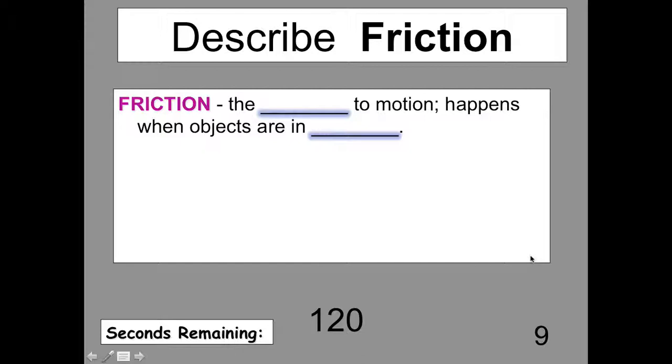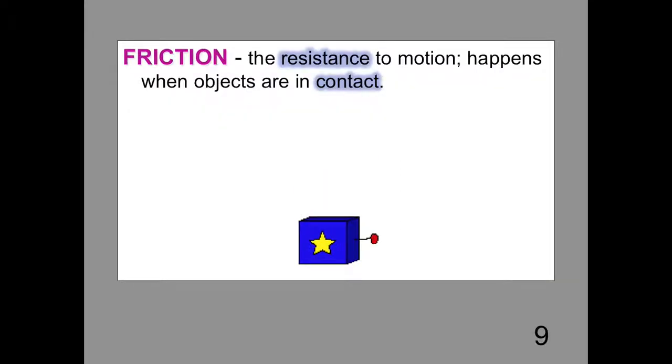Describe friction. Friction is the resistance to motion. It happens when objects are in contact. Your shoe contacts the ground. And because of the resistance, you're able to walk and not slide all over the place. Less resistance, more slipping, which means less contact.